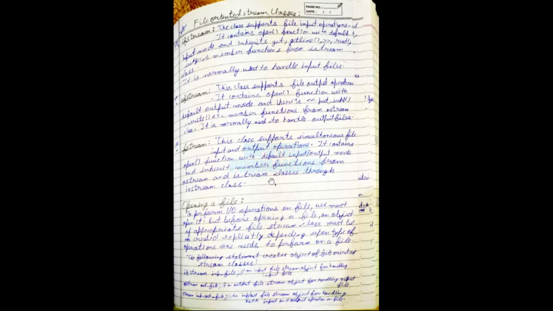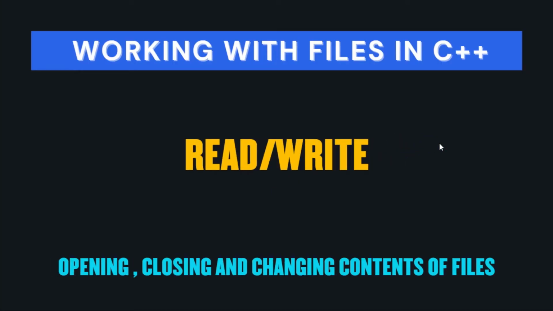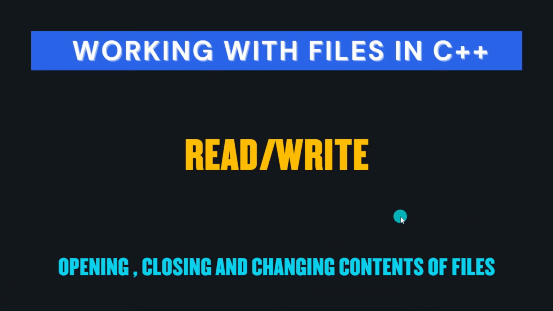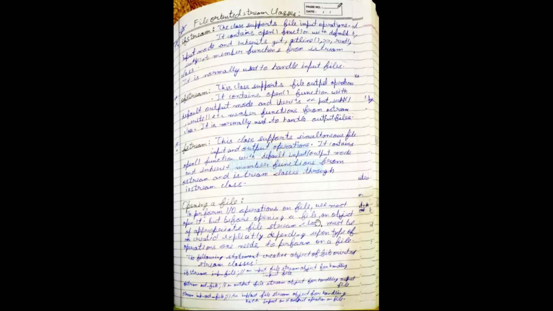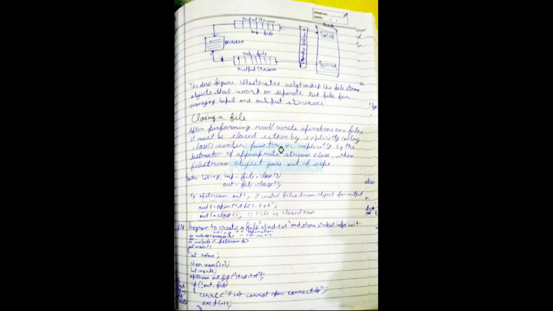That is also here. So after that, I had also explained some more concepts that are in the roadmap: how to read the file, how to write the file, opening the file, closing the file, changing the contents of the file. These things are very important if you are learning C++ and the files concept. So you must know these things. For that, we have the notes on how to open the file, opening a file with constructors, and closing the file is also there.